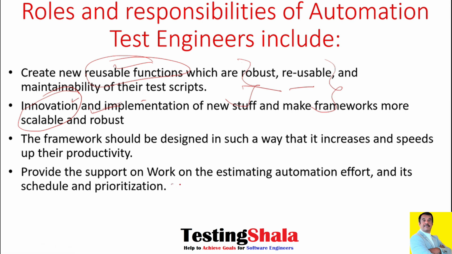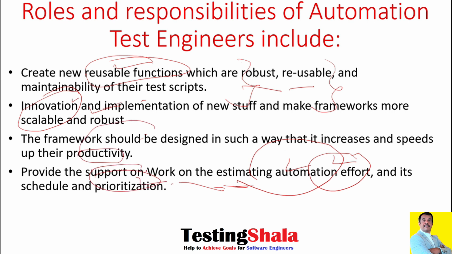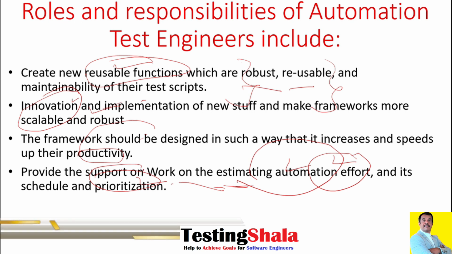As an automation test engineer, your job also involves helping the automation test lead with the overall effort required, the schedules, and the prioritizations. All these inputs have to be provided to your test lead or test manager, so that he can define the test plan, track it, or schedule, with the help of the automation test engineer.